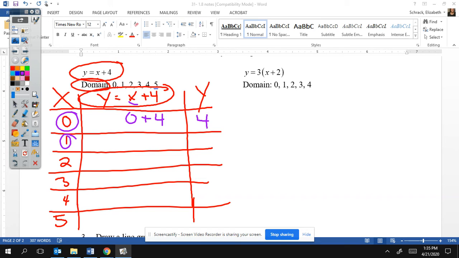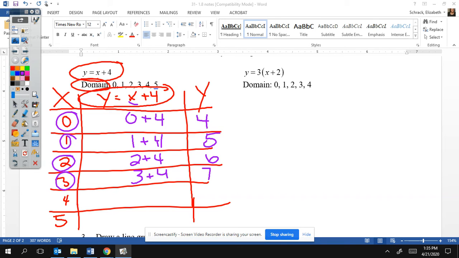Now I have a 1. I'm going to put a 1 in place of X. 1 plus 4 is 5. I'm going to put 2 in for X. 2 plus 4 is 6. 3. 3 plus 4 is 7.